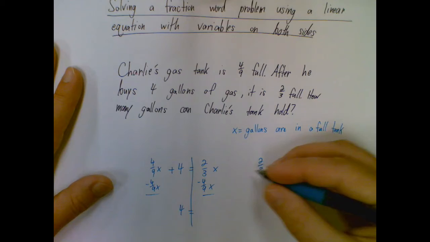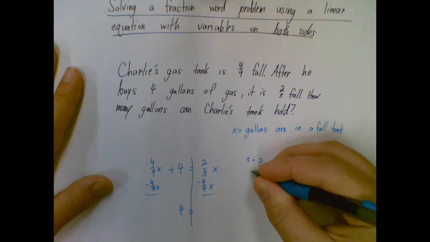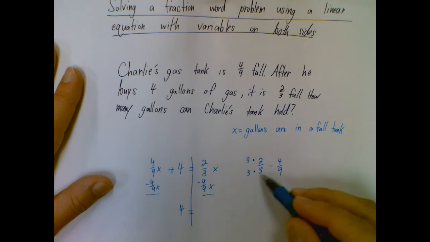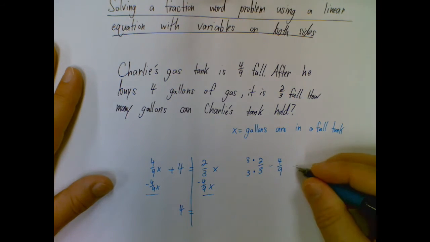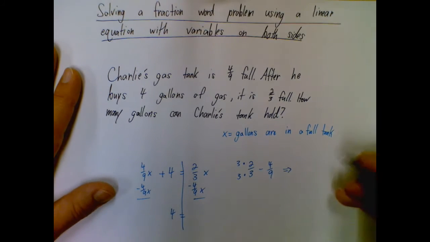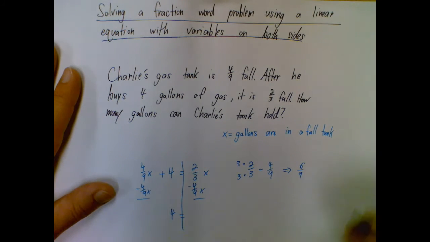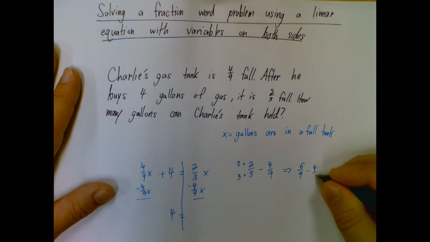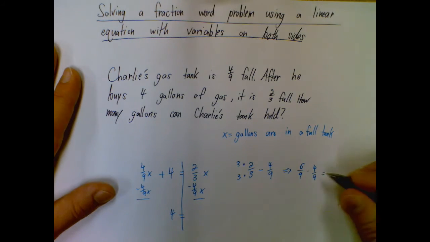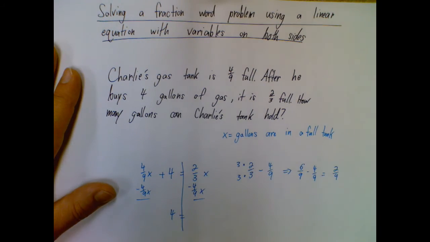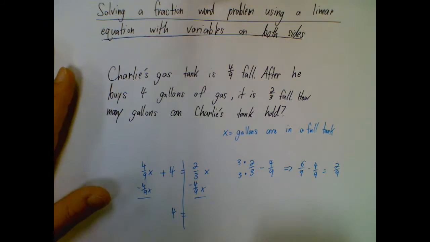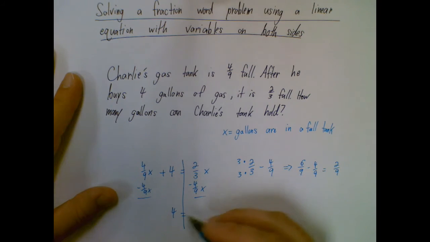So this one I don't have to change at all. This one I need to multiply the numerator and denominator by 3 so that my denominator will end up being 9. So I end up with 6/9 for that 2/3, minus 4/9, which doesn't change. When I subtract the top part, 6 minus 4 just gives me 2/9. Then when I bring it back over here, I have 4 equals 2/9 x.